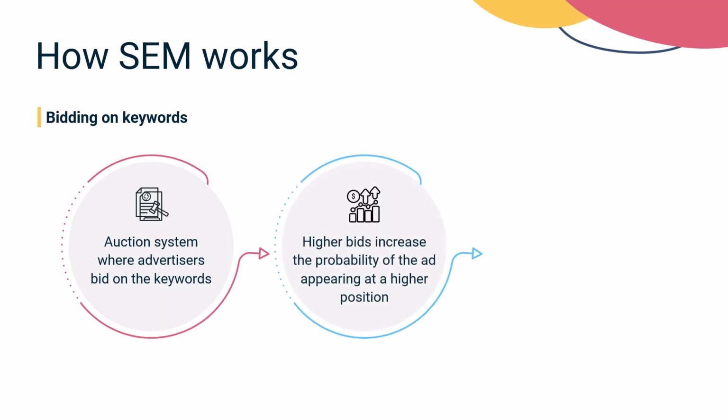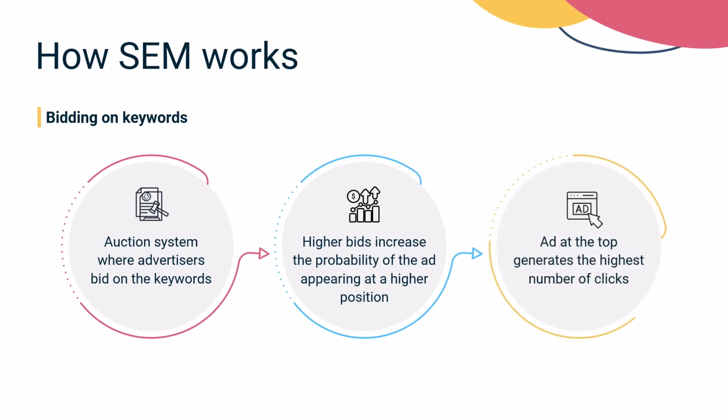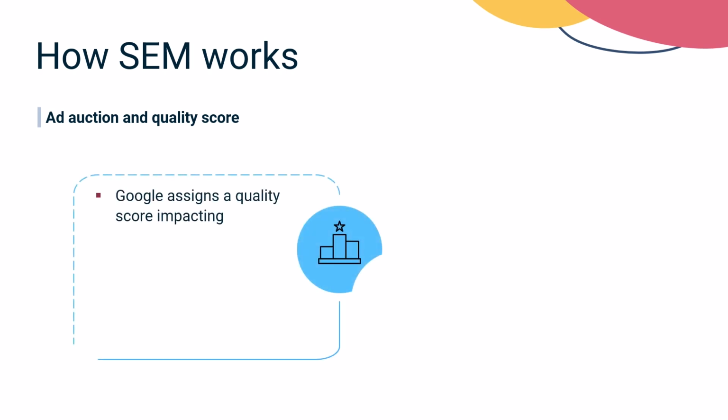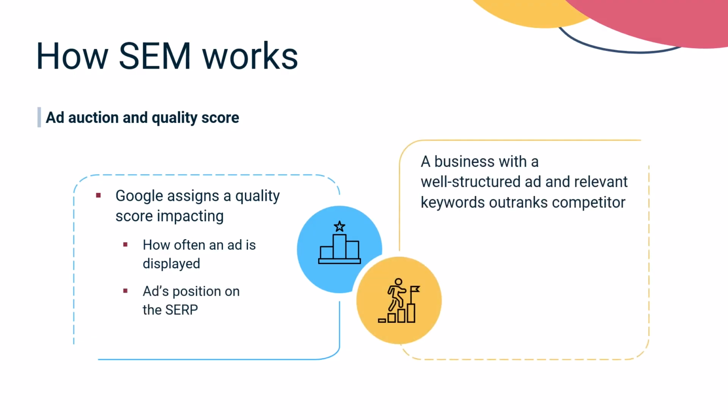Higher bids increase the probability of an ad appearing at a higher position on the page. Data shows that the ad at the top generates the highest number of clicks. Search engines rank ads based on bid amount, ad relevance, and expected click-through rate, or CTR. Google assigns a quality score, which impacts how often an ad is displayed and its position on the SERP. Imagine a business with a well-structured ad and relevant keywords that can outrank a competitor with a higher bid but lower quality.